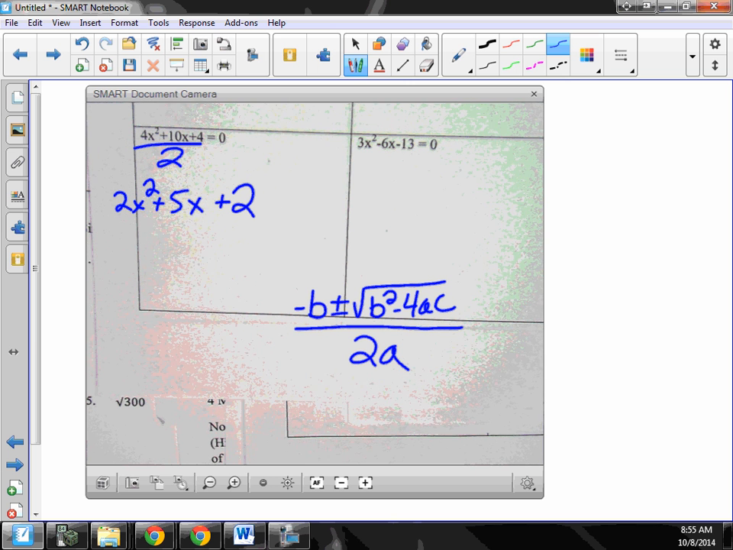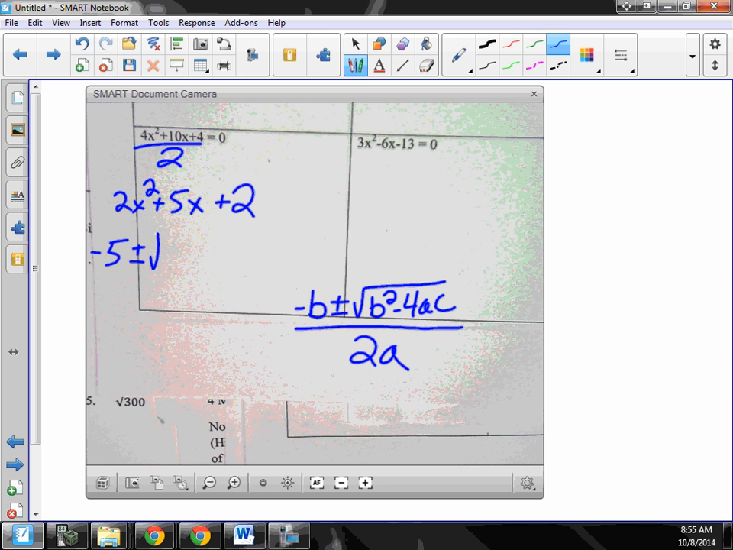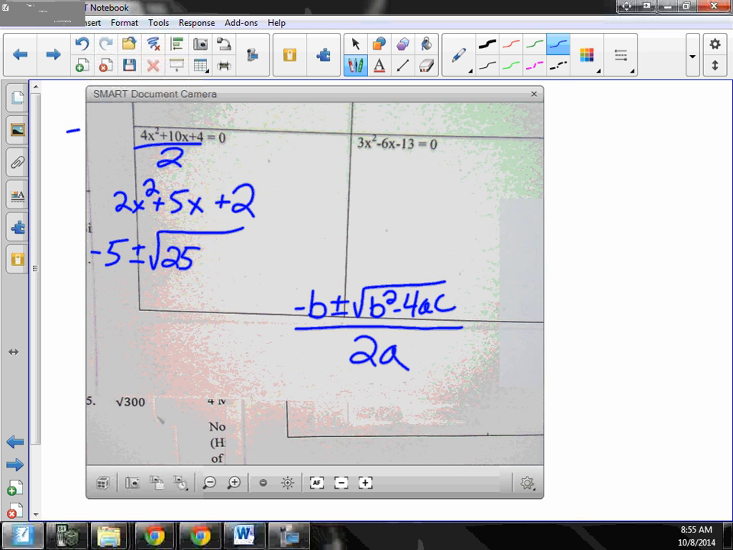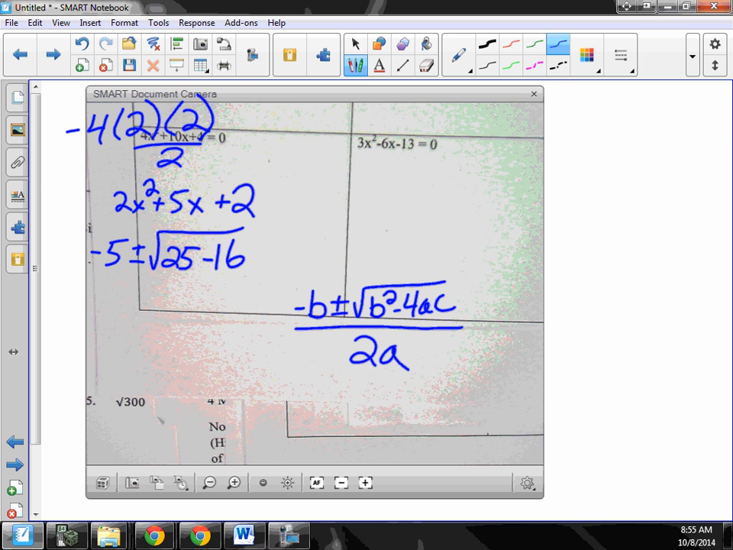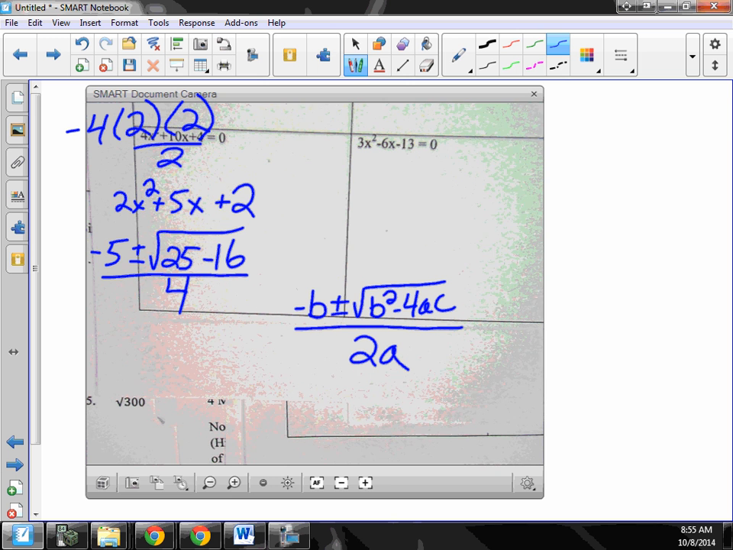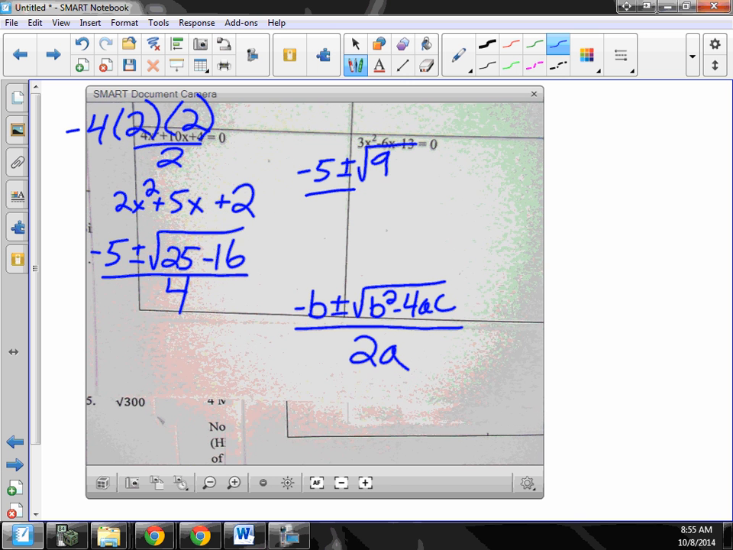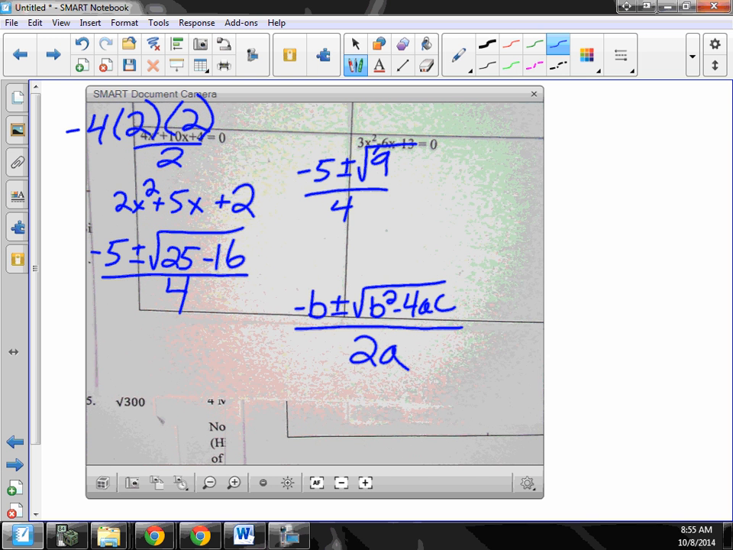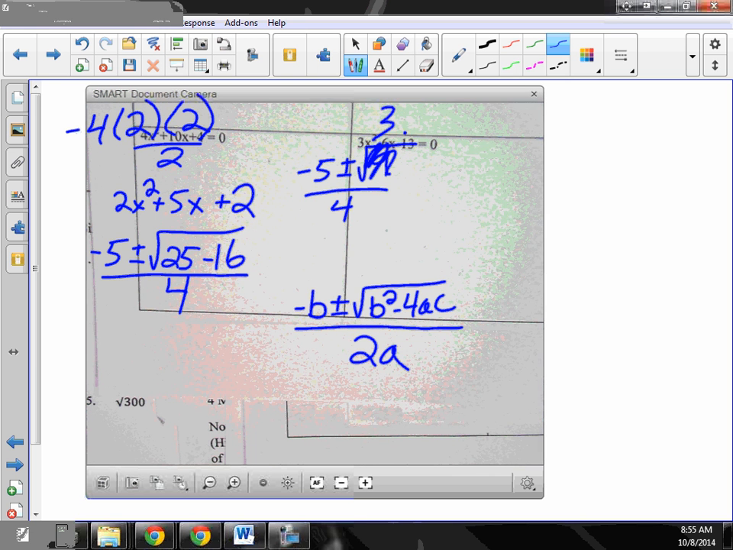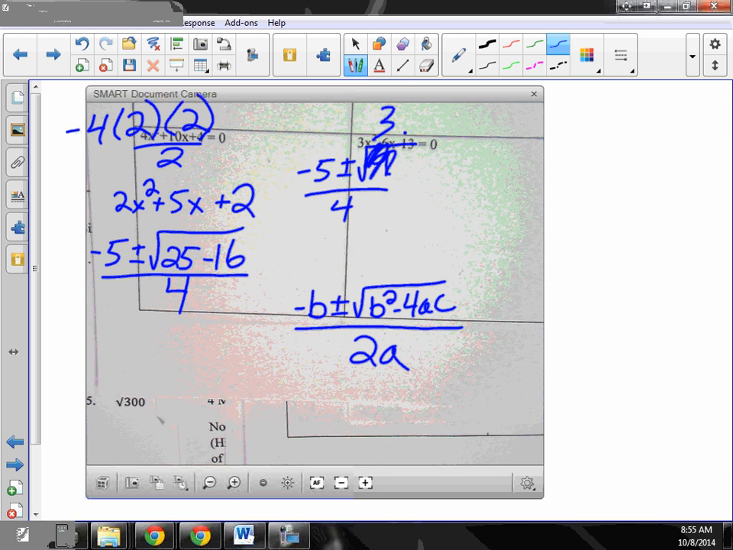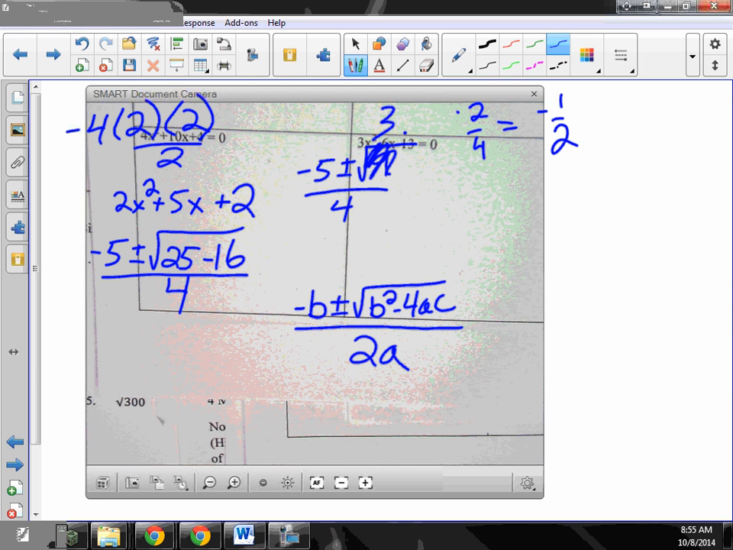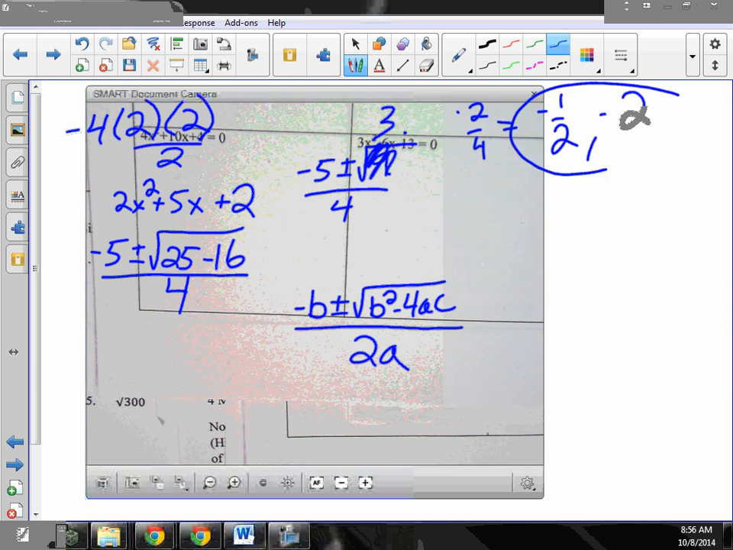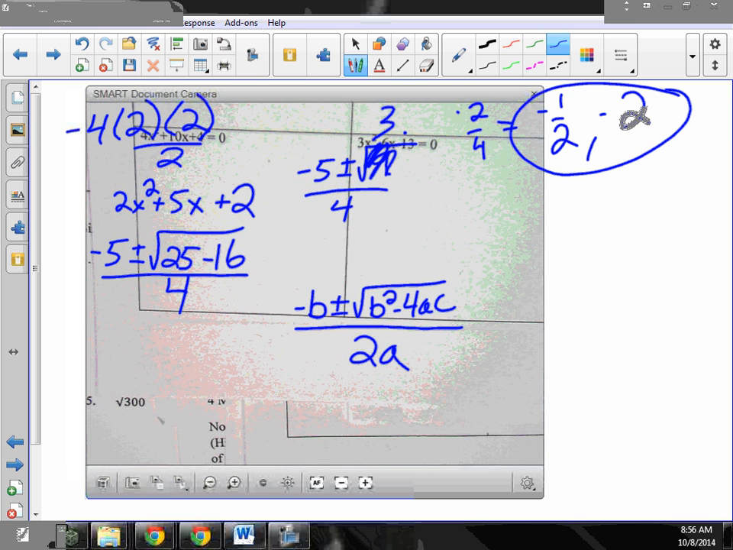So what is negative b? Negative 5 plus or minus the square root of 25 minus 4 times 2 times 2. So that's negative 16, all over 2a, in this case would be 4. 25 minus 16 is 9. So negative 5 plus or minus the square root of 9 over 4. The square root of 9 is just 3. So we have negative 5 plus 3 would be negative 2 fourths, which simplifies as negative 1/2. Negative 5 minus 3 is negative 8 divided by 4, is negative 2. Everyone doing okay still?